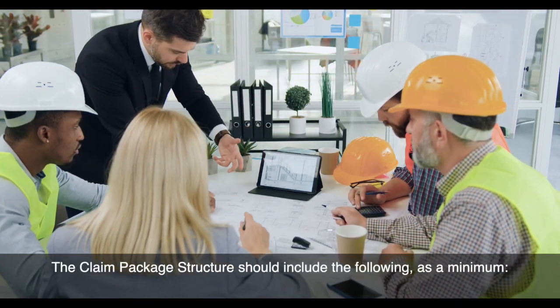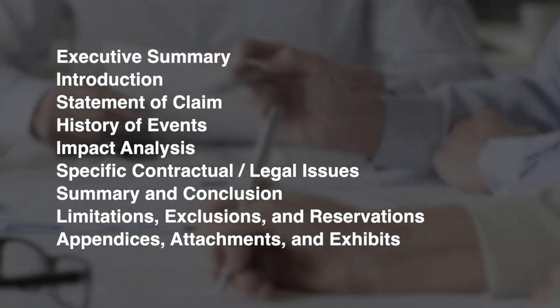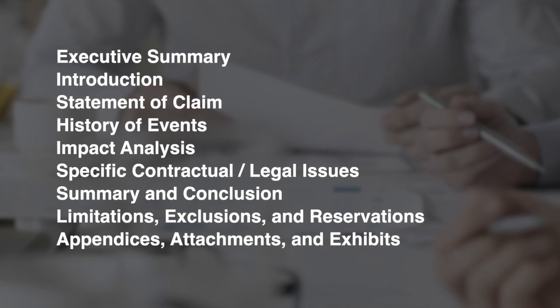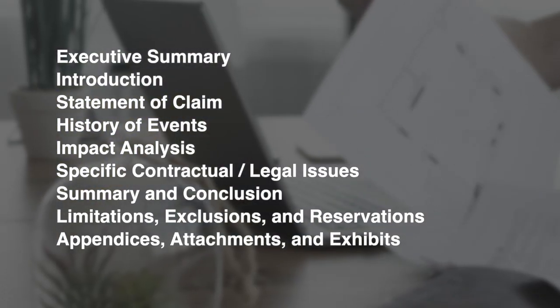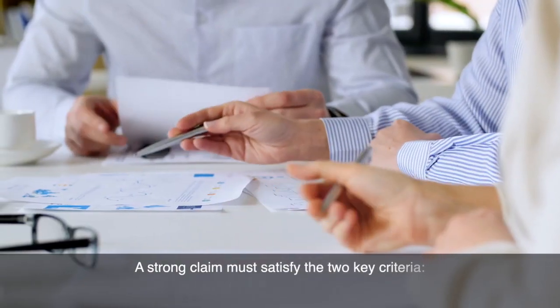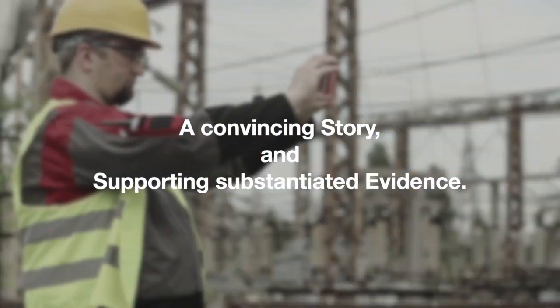The claim package structure should include the following as a minimum: executive summary, introduction, statement of claim, history of events, impact analysis, specific contractual/legal issues, summary and conclusion, limitations, exclusions, and reservations, appendices, attachments, and exhibits. A strong claim must satisfy the two key criteria: a convincing story and supporting substantiated evidence.